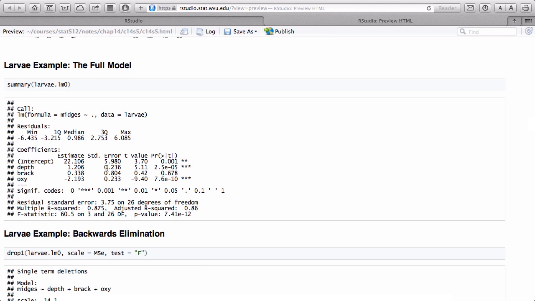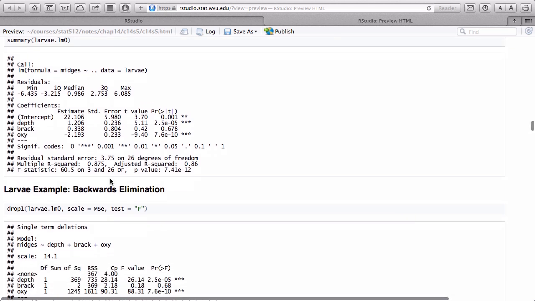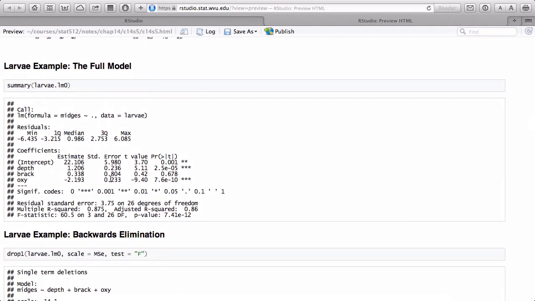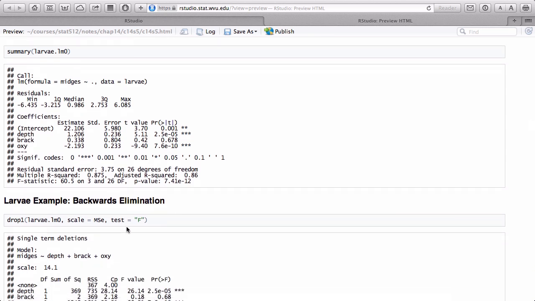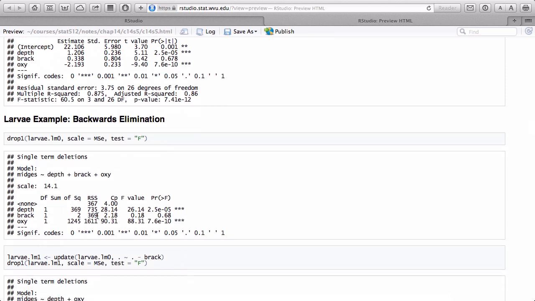So we're going to fit this full model. And we're first of all going to do backwards elimination. So we fit the full model, and here's the summary of that LM0. Notice that the p-values, that depth and oxygen are highly significant, and that brackishness is not. So if I say drop1 for this full model, you can see that when I dropped brackishness, notice that the Cp is 2.18. Now for the full model, the Cp is 4.